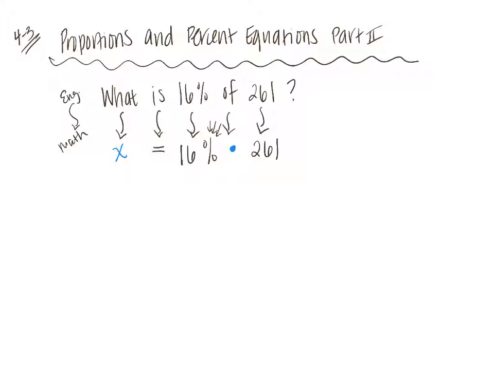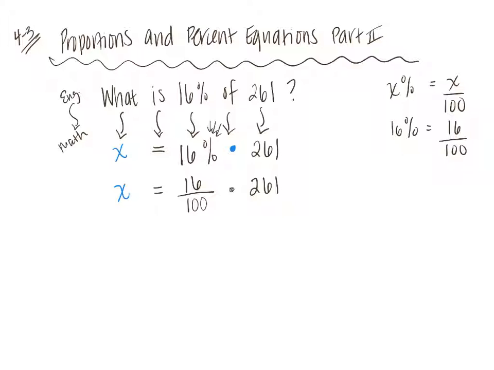Whenever I see x percent, it's always the same as x over 100. So in this case, 16% is going to equal 16 over 100 because percent is always out of 100. So let's rewrite this. I've got x, what is 16 over 100 times 261. All right, well, this is easy. This is just simply straight math.